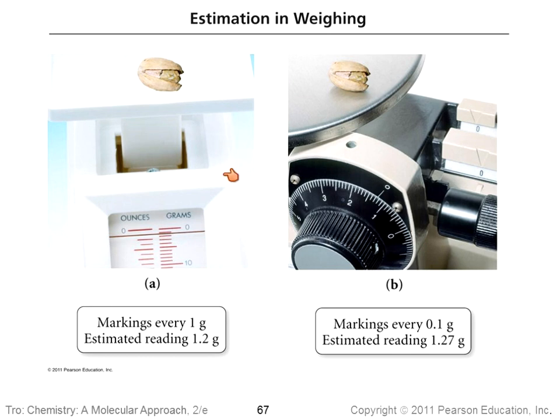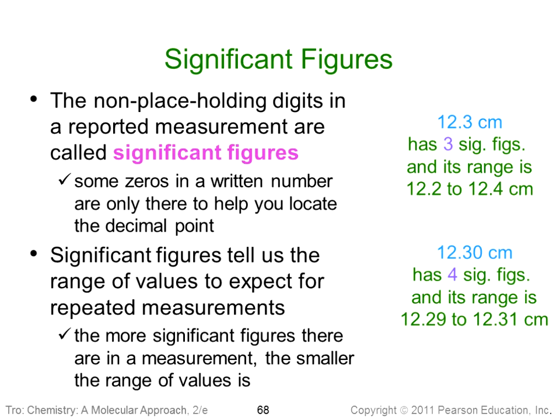Here's some examples of measurements. Measuring the mass of this peanut. You can see this one over here. It gives a little bit extra here, doesn't it? 1.27, so a little bit more accurate over there.